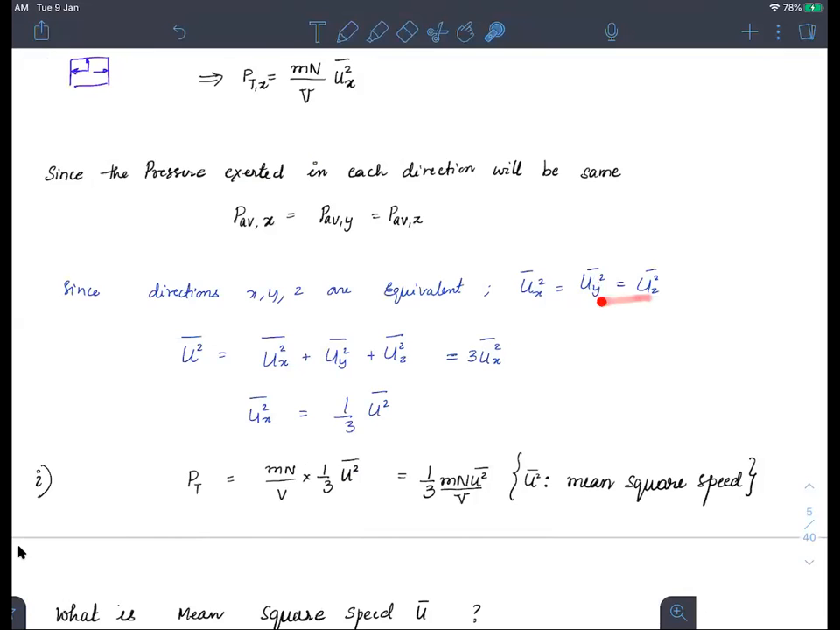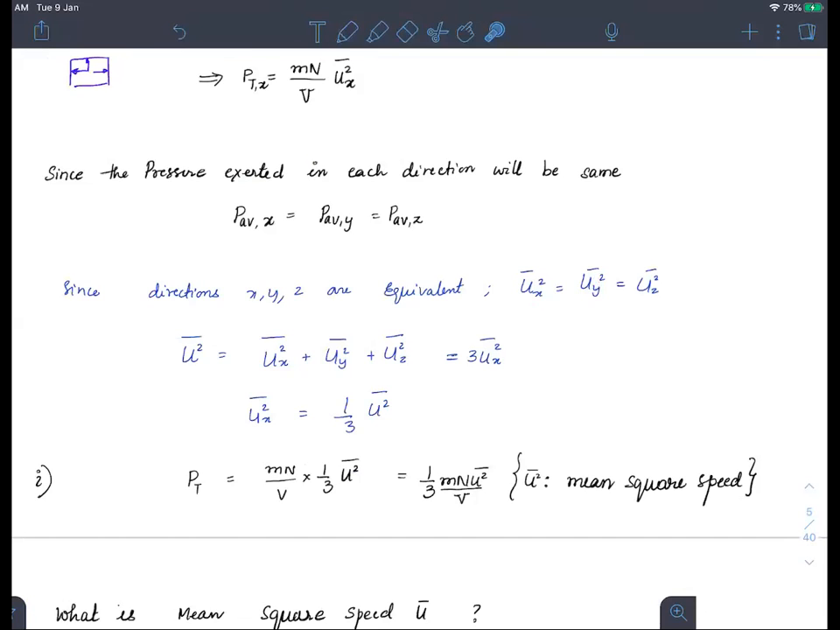So considering that, because if you have random particles and you make some average in x direction and you're getting a certain value, the same average you will get in y direction and z direction.